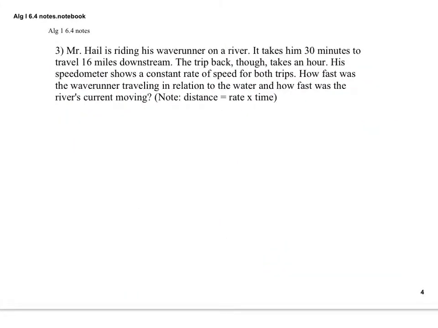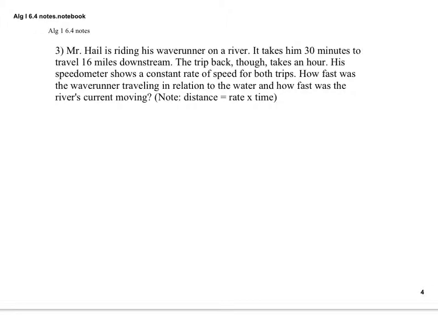All right, Mr. Hale is riding his wave runner on a river. It takes him 30 minutes to travel 16 miles downstream. The trip back, though, takes an hour. His speedometer shows a constant rate of speed for both trips. How fast was the wave runner traveling in relation to the water? And how fast was the river's current moving?